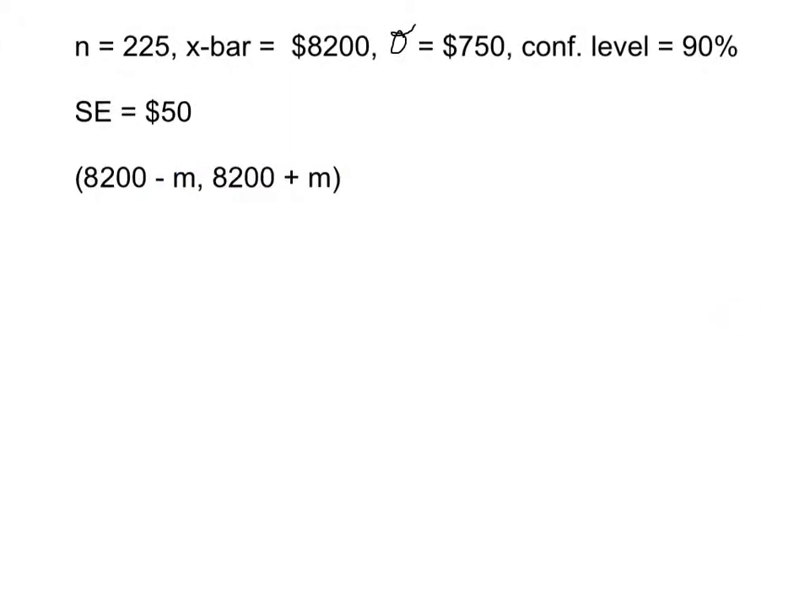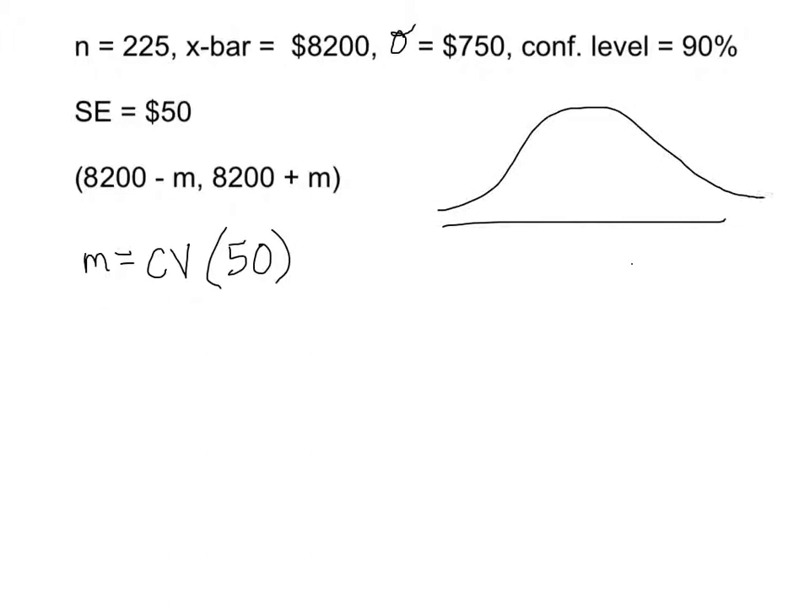So here's where we're at with our confidence interval. We need the margin of error, and we already have the standard error for that, which is $50. But now we need the critical value. And we're going to get the critical value using our Z distribution. So there's our normal curve. And it's with 90% confidence, so the middle area is 90%, and so we need our critical values on the outsides. And we're going to get those.